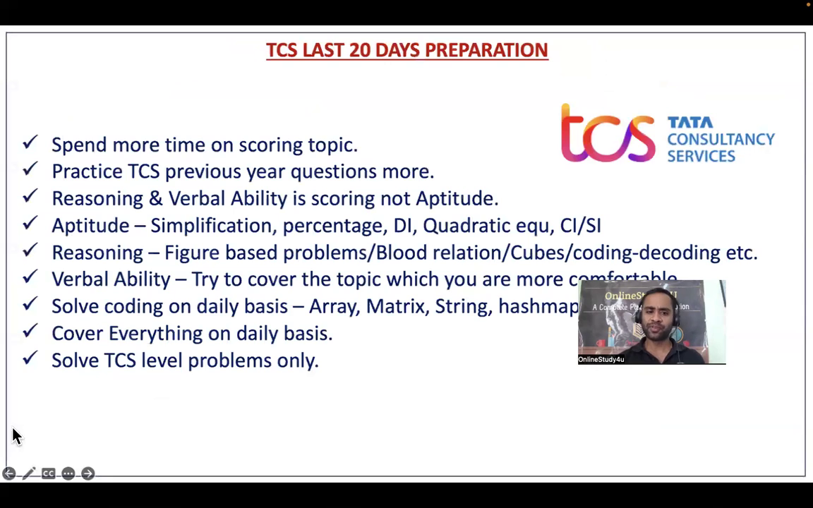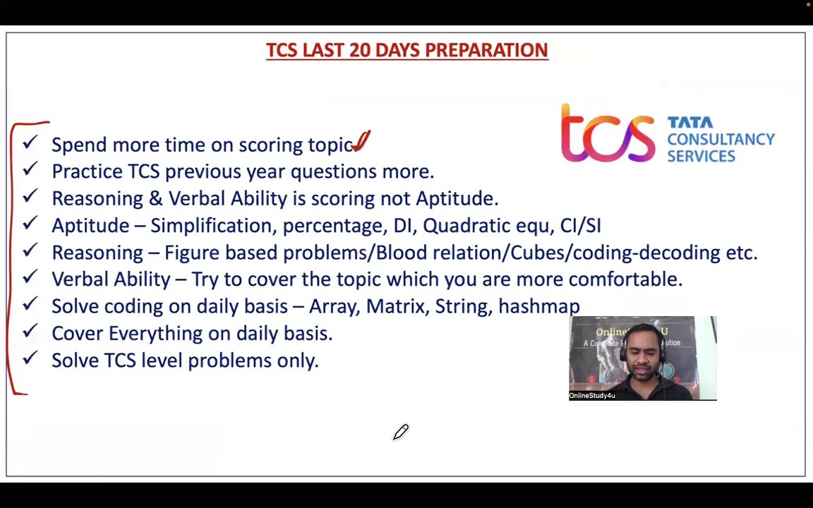Now, friends, you have the last 20 days, so you need to understand this. Spend more time on scoring topics. Sir, what are the scoring topics? Because in 20 days, aptitude itself has 20 plus topics, reasoning has 15 plus topics, verbal ability has so many topics. In 20 days, how is it possible? Not possible. Spend more time on the scoring topics, and practice TCS previous year questions more, right?